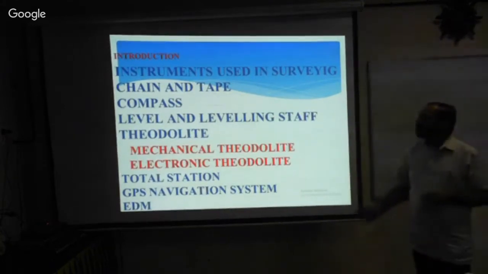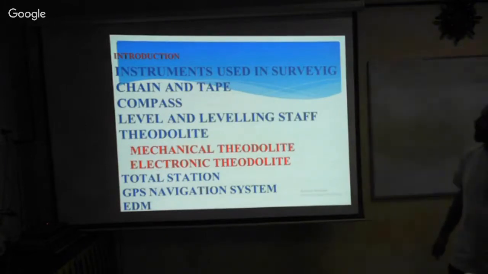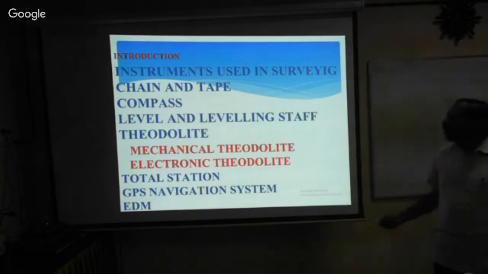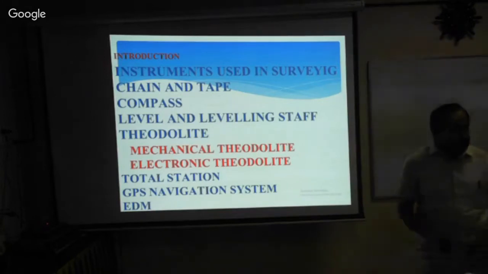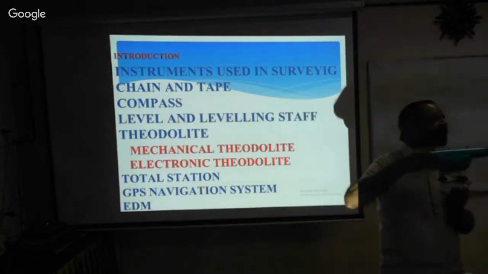Then similarly, the instruments used in survey. I think you are all familiar with this. The chain and tape, you are already using. And similarly, the compass is used for measuring the horizontal angle. And similarly, we have a level, a leveling instrument. Have you seen the level? This is the level. We call this the dumpy level. It is also called the auto level.